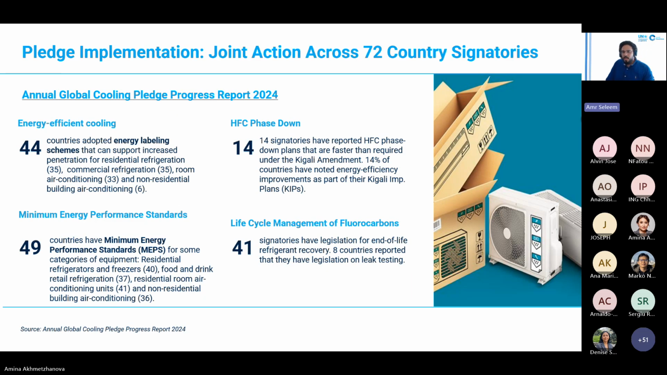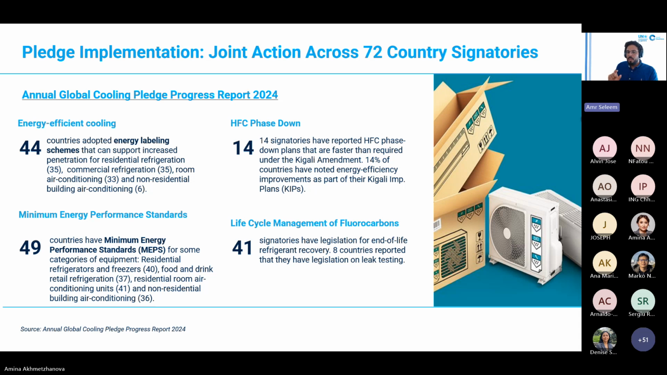In a nutshell, this is how we track the progress of countries. As you see here on energy efficient cooling, 44 countries have mentioned that they are taking efforts on energy efficiency. This is out of 72, of course. On the HFC phase down, you'll find 14 countries. On MEPS, 49 countries, and life cycle management, 41. But let me stop here quickly.